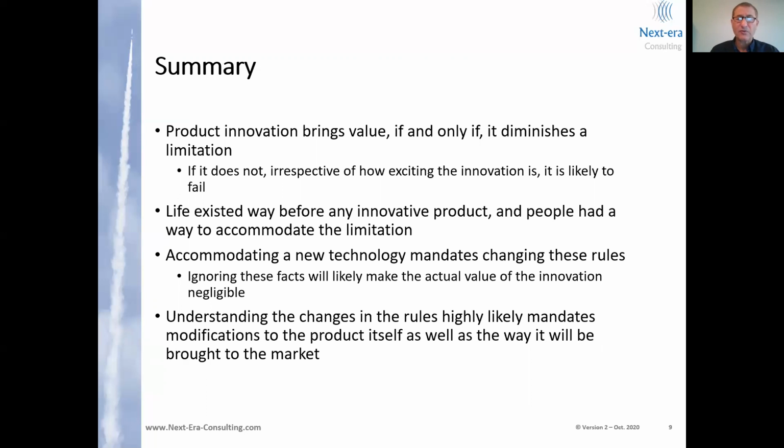So if we do not have a new idea that is clearly removing a limitation, if we do not understand what are the rules that people or consumers or intended audience had in place as long as the new technology did not exist to accommodate this limitation, if we do not identify the new rules that need to be in place, if you do not adapt your new technology to take care of the changes in the rules, and if you do not design a go-to-market strategy that will effectively persuade the market to drop the old rules, adopt the technology with the new rules, then it is not very likely that the new innovation will be successful.